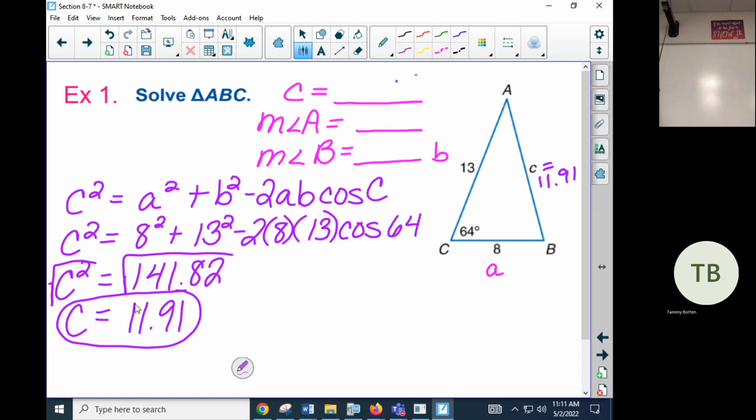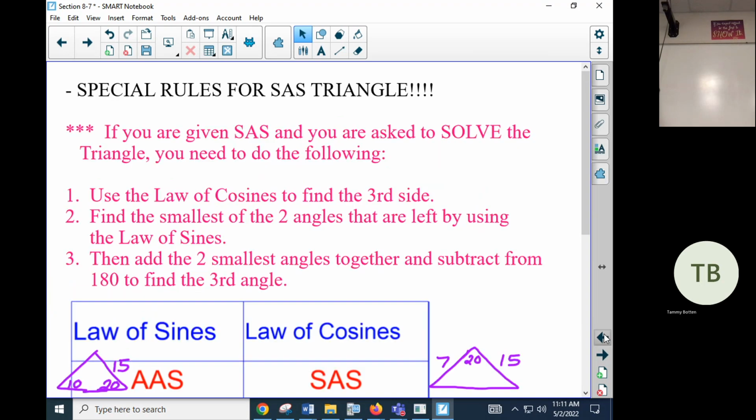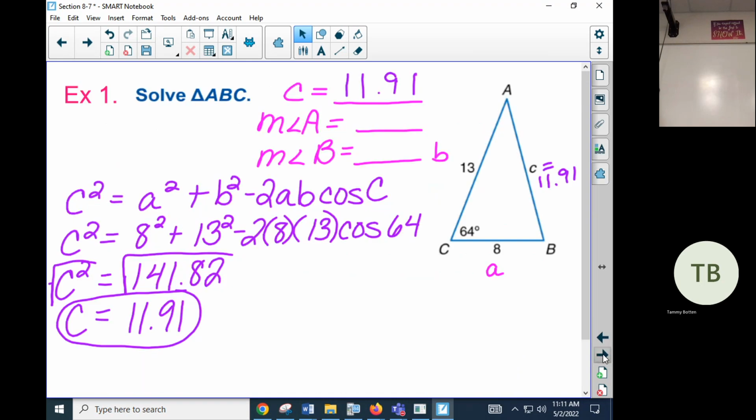Now, the next thing, oh, I should have put that up here too. Now, I know my C. I need to find angle A and angle B. And if I look back at the rules, it says find the smallest of the two angles that are left using law of sines. Now, to find out which one is the smallest, notice that angle A is across from a side that's 8. Angle B is across from a side that's 13.